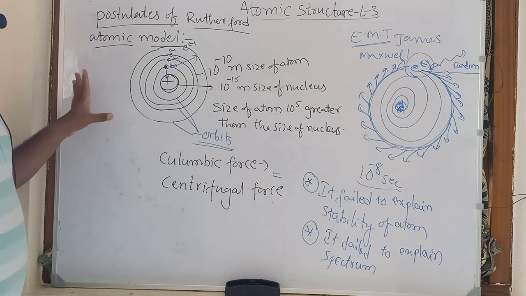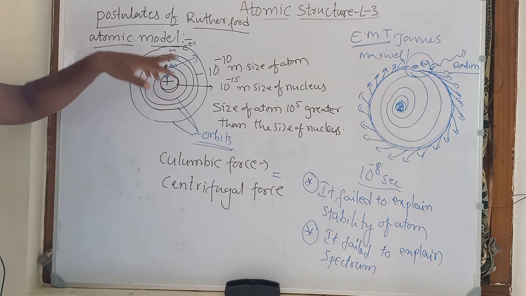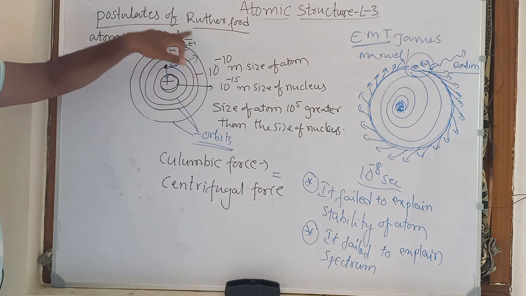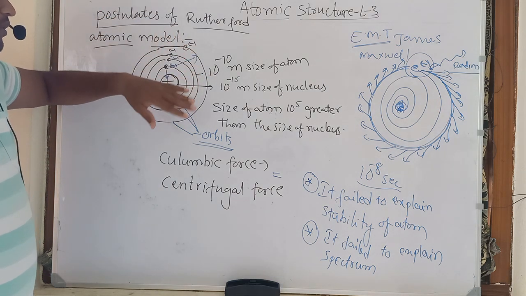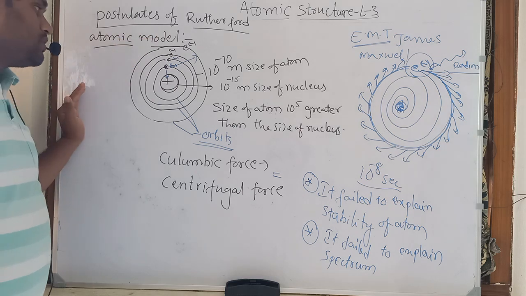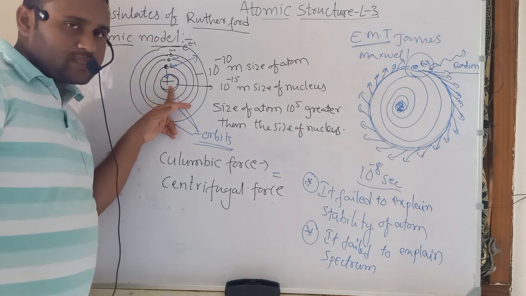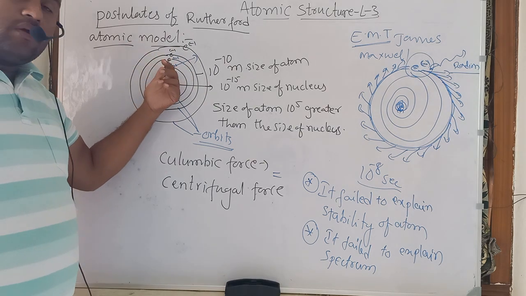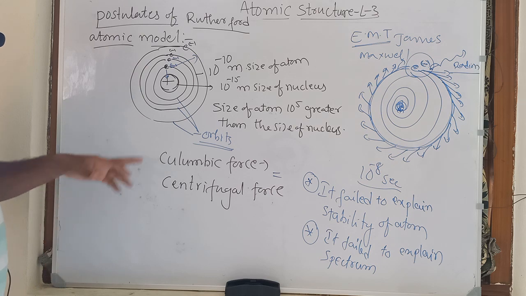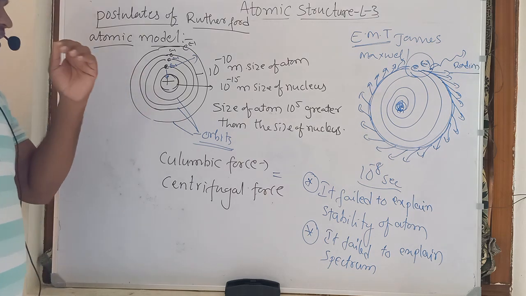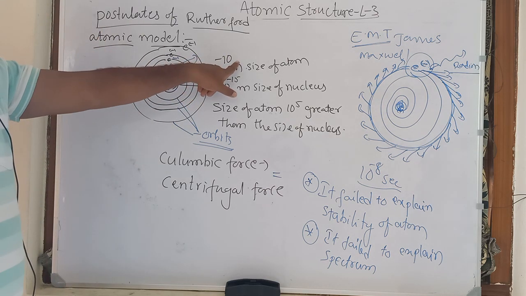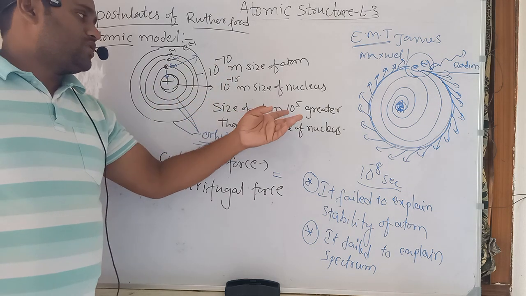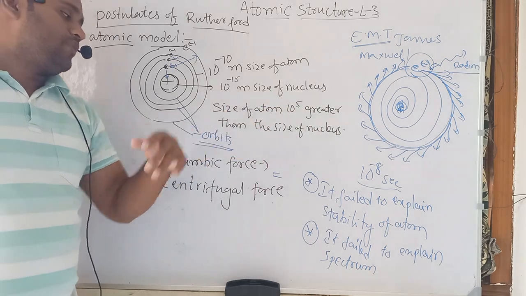So now let us summarize it. What is the Rutherford atomic model? What are the important postulates here? According to Rutherford, atoms are spherical in shape. The total positive charge is present in the center of the atom. Electrons revolve around the nucleus in circular paths, and those circular paths are called orbits. The size of the atom is 10 to the power of minus 10 meters, whereas the size of the nucleus is 10 to the power of minus 15 meters. The size of the atom is 10 to the power of 5 times greater than the size of the nucleus.